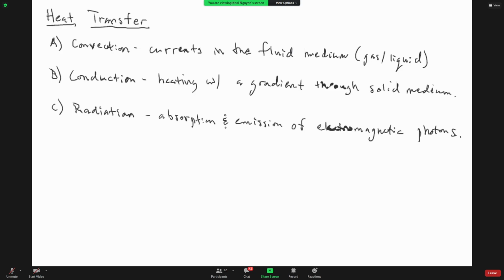I think convection has to deal with vectors and currents, right? And conduction is like solid things, right? Yeah, that's why.